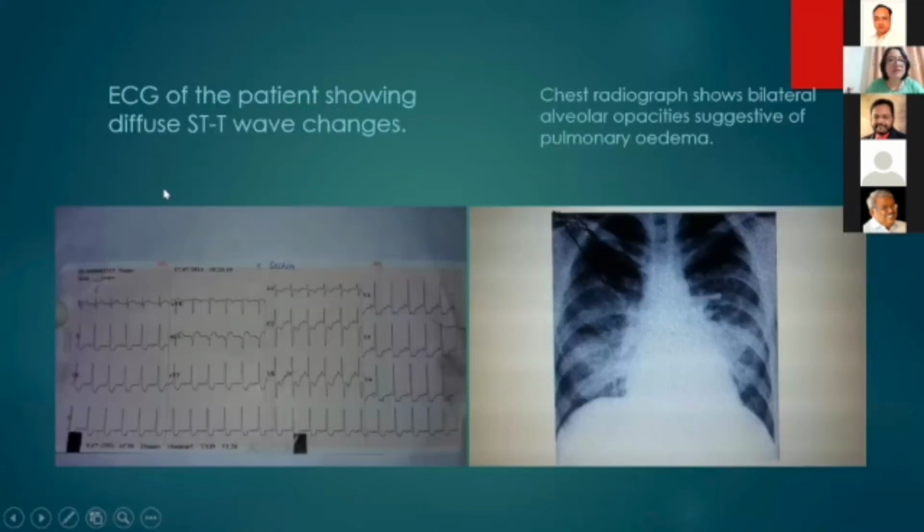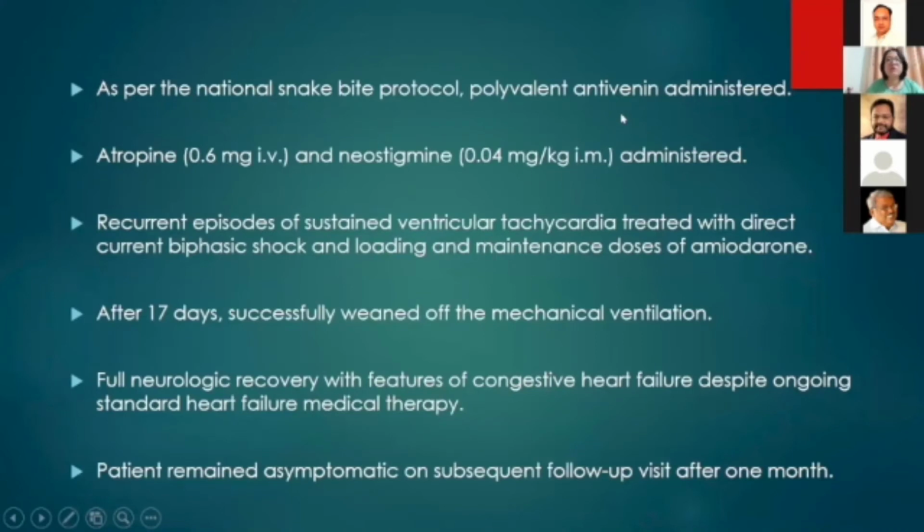So this is the ECG of the boy with diffuse ST and T wave changes, and this is the chest radiograph showing bilateral alveolar opacities. This suggests pulmonary edema. So what happened? This boy was given the Indian polyvalent antivenom. Atropine and neostigmine were administered, and he also had recurrent episodes of sustained ventricular tachycardia, which was treated with shock, and he also had to be loaded with amiodarone and given maintenance doses of amiodarone.